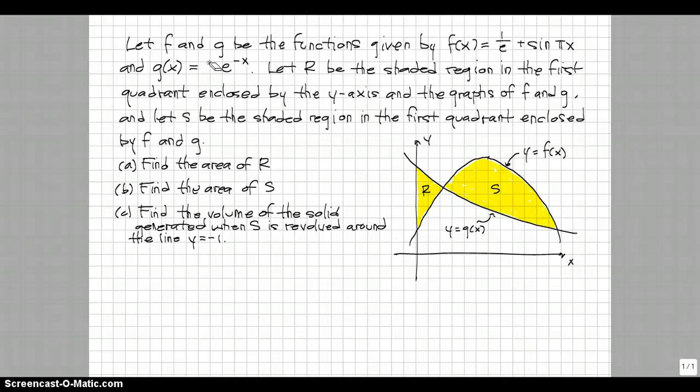And the first thing that we're asked to do is find the area of R. And we know that we need to set up an integral over some interval, and we need to determine where this point of intersection is between the two functions in order to know the upper limit of integration. And we're going to use our calculator to do that. We don't really have much other option in this case based on the functions.